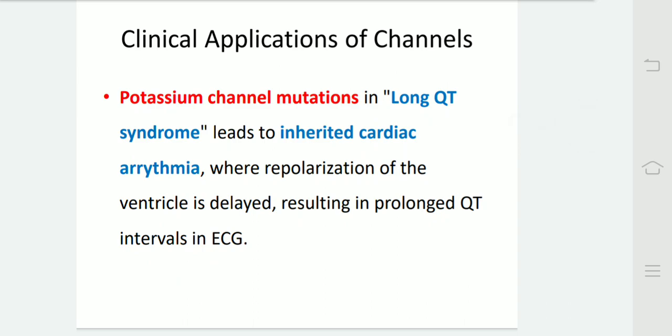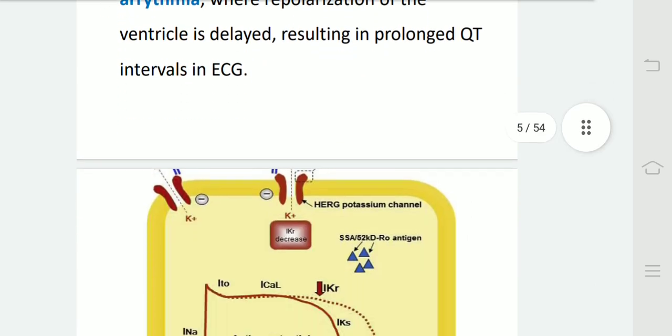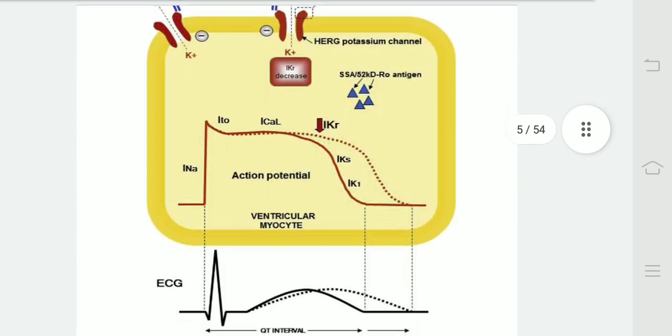Potassium channel mutations in long QT syndrome lead to inherited cardiac arrhythmias where repolarization of the ventricle is delayed, resulting in prolonged QT intervals in ECG. In this diagram, we can see that decreased potassium in myocytic cells leads to prolonged action potential and increased QT syndrome.